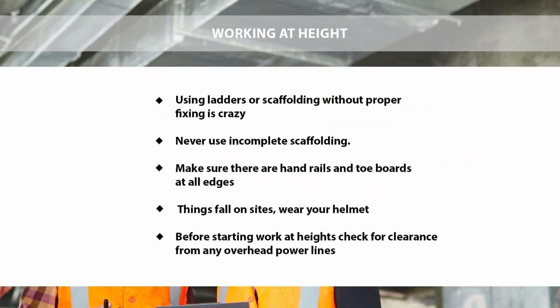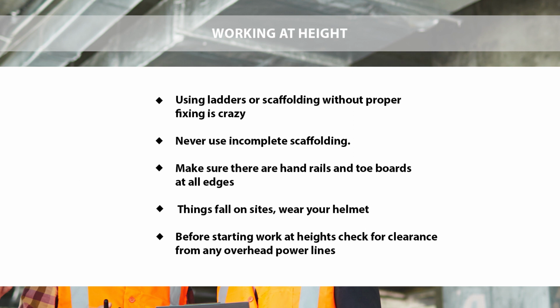Now, coming to working at height. Height hazards on a construction site include holes in a floor, gaps between working platforms, shafts, staircases not adequately covered, missing barricades or fences on roofs, and a ladder or scaffolding which is not properly fixed.